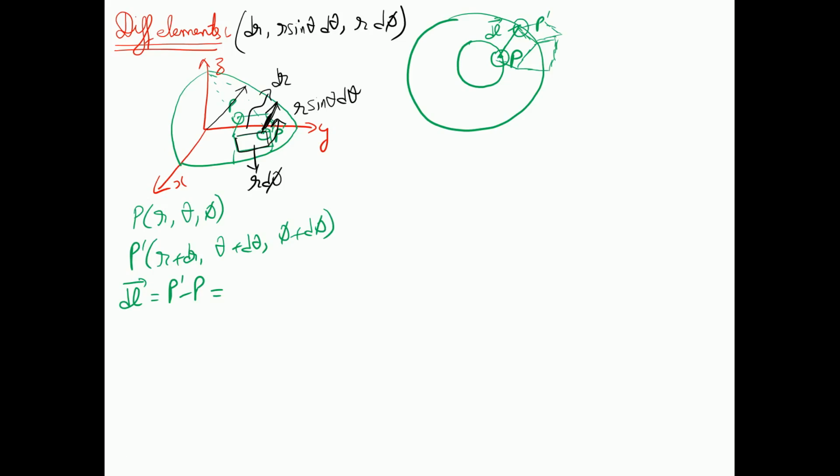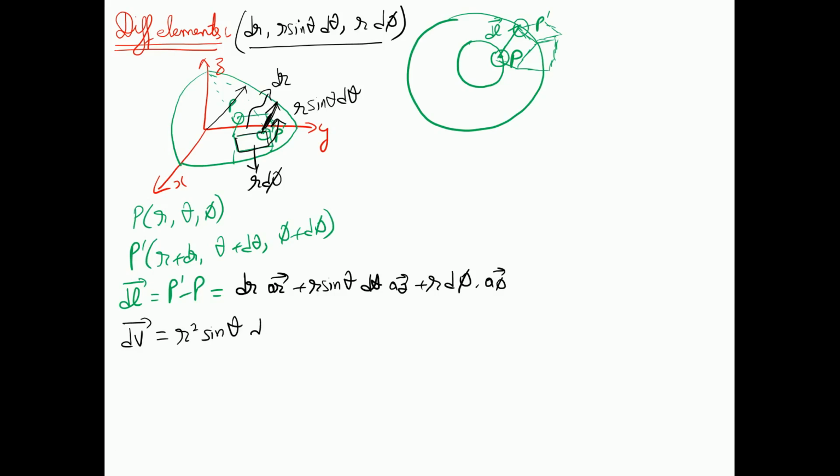This means that dl, or the differential length, then comes out to be dr a of r plus r sine theta d theta a of theta plus r d phi a of phi. What about the differential volume? So dv comes out to be, we just take the product of length, width and height. So you just multiply all these three, so you will get r square sine theta dr d theta and d phi. This is the differential volume.